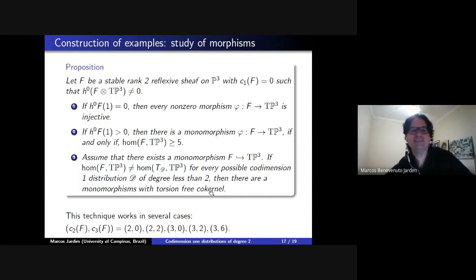So this is so if you have, as we did, the classification of distributions of lower degree. So once you have the classification of distributions of degree 0 and 1, you can apply this criterion to construct examples of distributions of degree 2. And this technique works in a bunch of other cases.